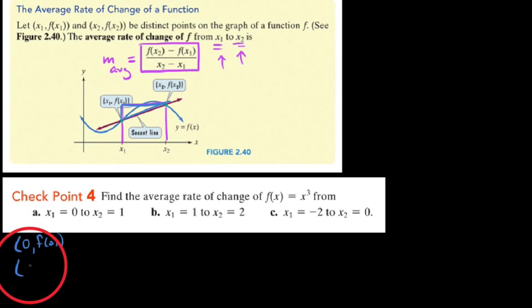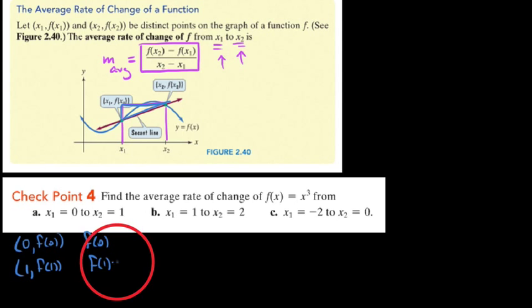And then we'd say that the second point here has an x value of 1, and then we'd say this must be f of 1 right there. So this is our xy pairs right here. The only thing is that we don't actually know what f of 0 and f of 1 actually come out to equal yet. So we do know the function here, and the function here is x cubed.